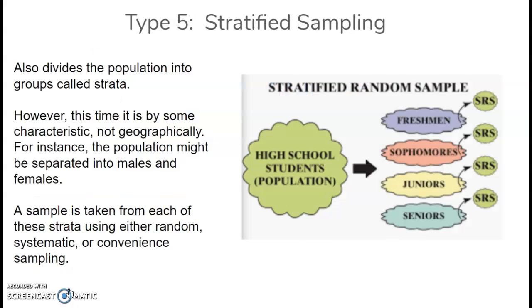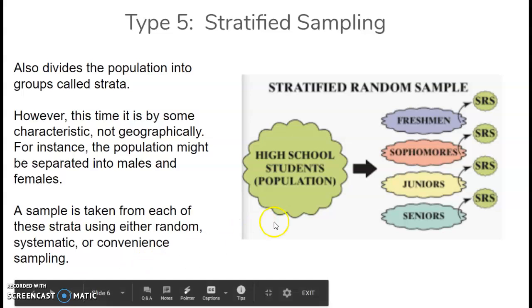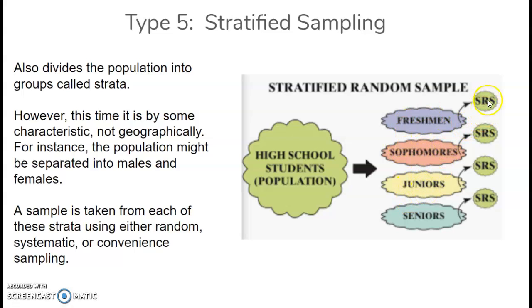The last one is called stratified sampling. It also divides people up into groups. This time they're called strata. However, it's done by a characteristic and not by geography. So for instance, a population might be separated into males and females. Or in this case over here, we have them separated by their grade level, right? Freshman, sophomore, junior, senior. By the way, the SRS stands for stratified random sample.